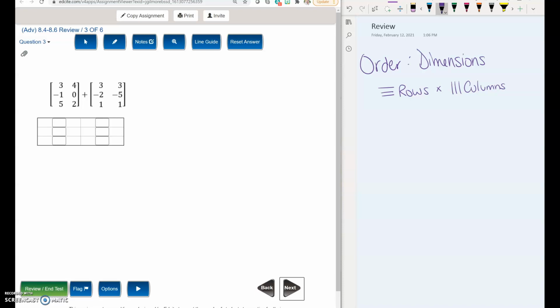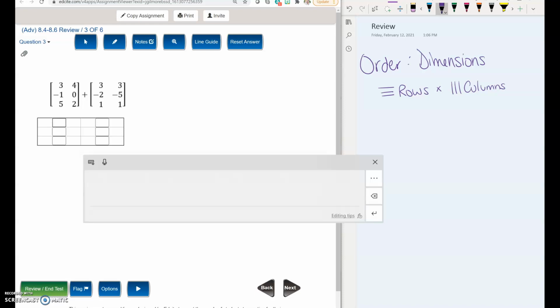With matrix addition, you are adding the things that are in the same spot in the matrix. So this 3 on the top left, you'd add with the 3 on the top left. The 4 on the top right, you'd add with the 3 on the top right. -1 would be added with -2, 0 added with -5, 5 and 1, 2 and 1. So in each of these, I'm just going to do that addition.